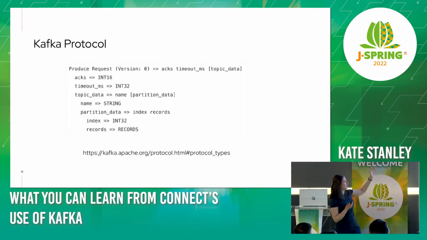As an example, this is the kind of thing you'll see on the website. This is for producing. This is version 0 because it was smaller and could fit on the slide better. And you'll see there are specific protocol types. So the records here is like a custom type. And all of the information is, again, in the docs for Kafka.